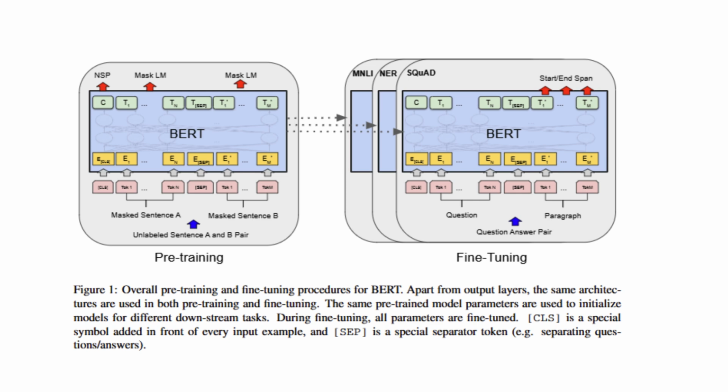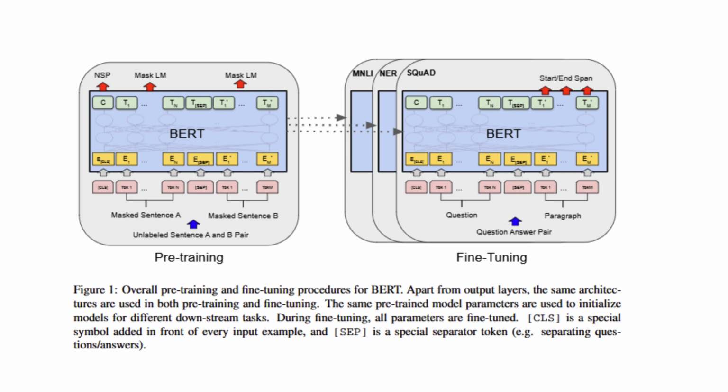And the NSP task helps with understanding sentence relationships? Precisely. It helps the model learn to understand the relationships between sentences, which is crucial for tasks like question answering and natural language inference. After pre-training, the model is fine-tuned on specific downstream tasks with minimal task-specific architecture modifications, usually just adding an output layer.